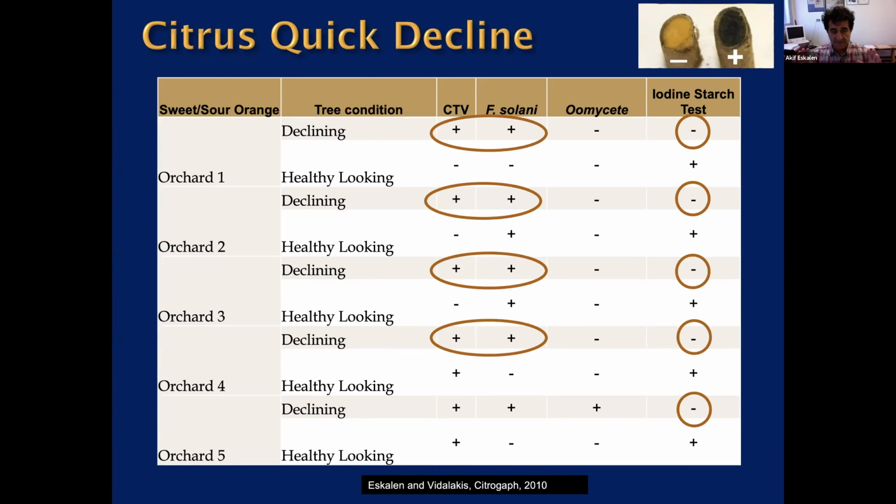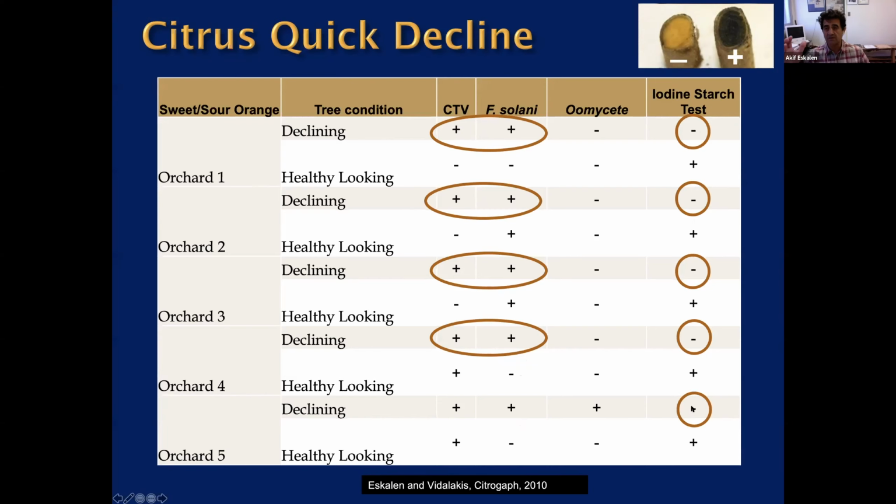From the samples that we collected at that time, all the declining trees had the same results: CTV positive, solani positive, and lack of the starch. Orchard 1, orchard 2, orchard 3, and orchard 4 are all showing the same declining. When we look at the starch test, they all show the lack of the starch.